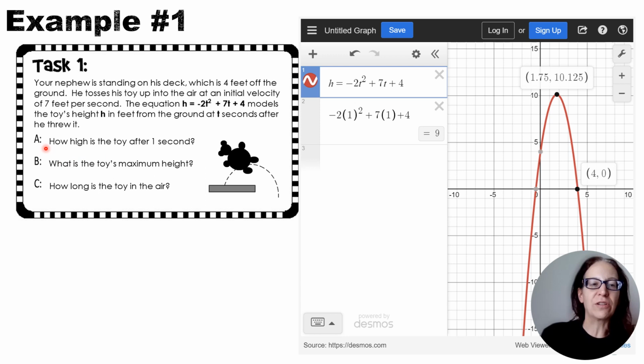Oh, well, here are the questions. How high is the toy after 1 second? So who is this? Your nephew throws it up in the air, and 1 second later, the toy is still in the air. The question is, how high is it? Second question is, what is the toy's maximum height? In other words, how high did the toy get? Notice that I'm paraphrasing each of these questions because they could be asked several different ways. And how long is the toy in the air?